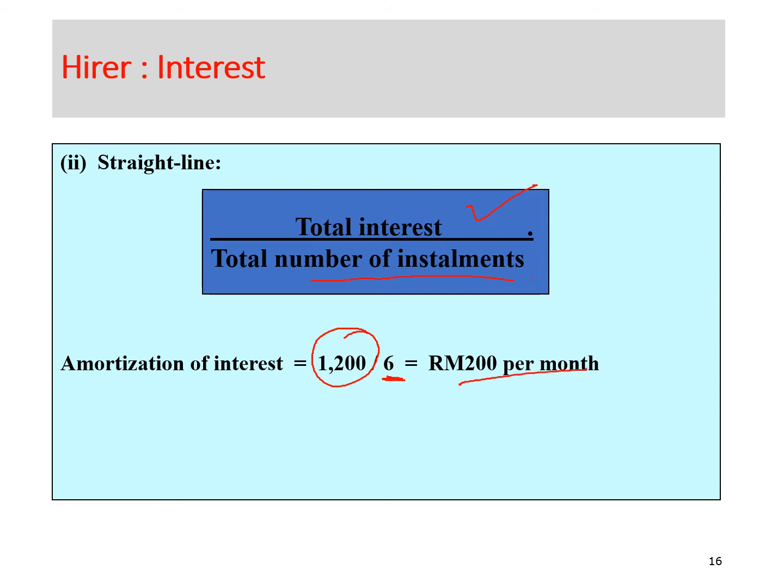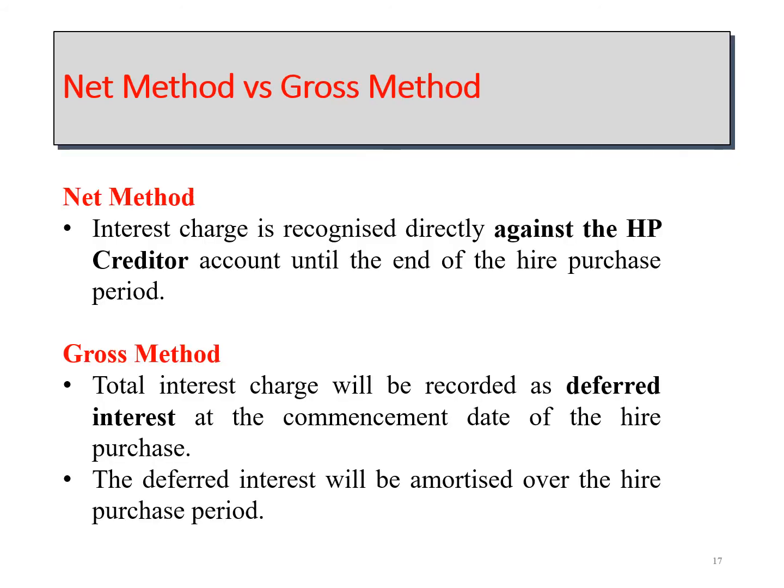The hirer has two methods that it can opt to record the hire purchase transactions. First is the net method or the gross method. Under the net method, the interest charge is recognized directly against the hire purchase creditor account until the end of the hire purchase period. For the gross method, the total interest charge, you will have to record it as deferred interest at the commencement date of the hire purchase. So this deferred interest, you will then amortize over the hire purchase period.